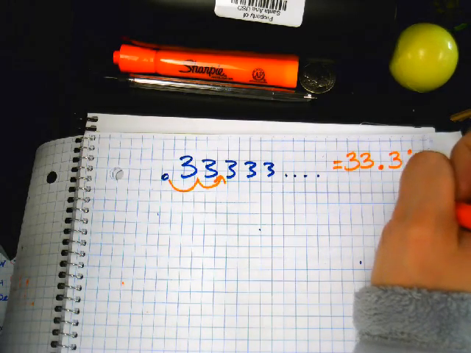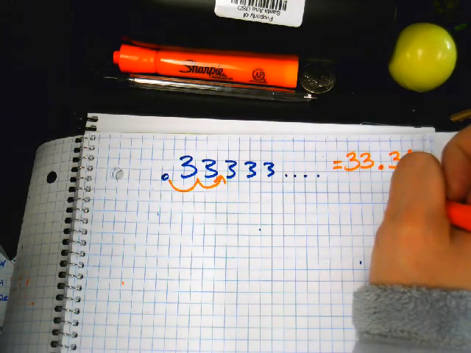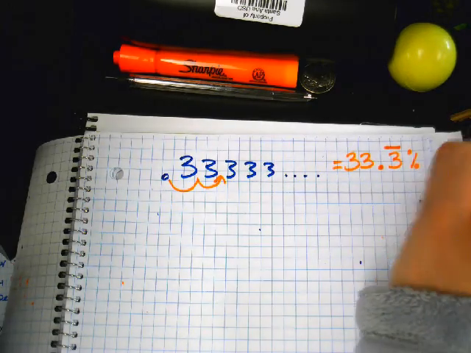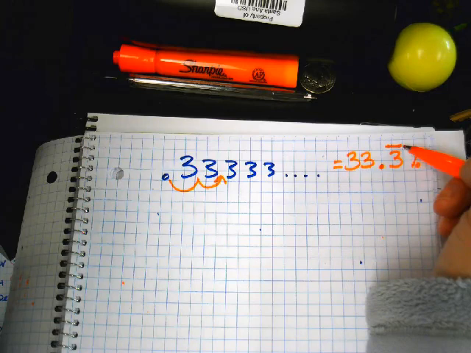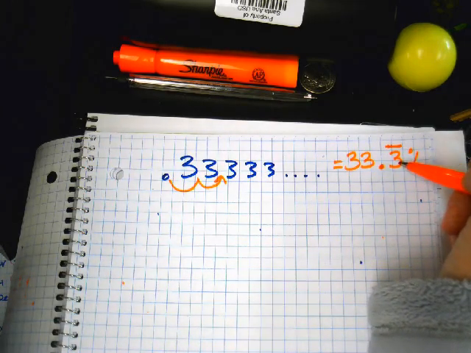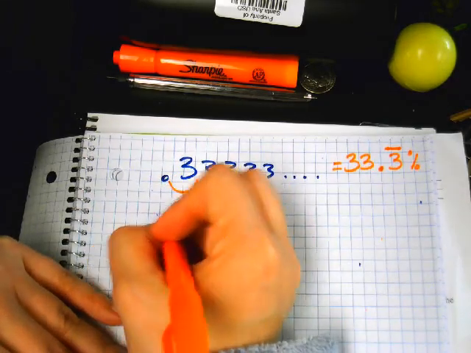Does anybody know how to tell you guys that it repeats, what I add to the number? Yes. It's just a line. So this line right there on top of the 3 tells me that the 3 repeats forever. Forever. What if my answer was 0.27?